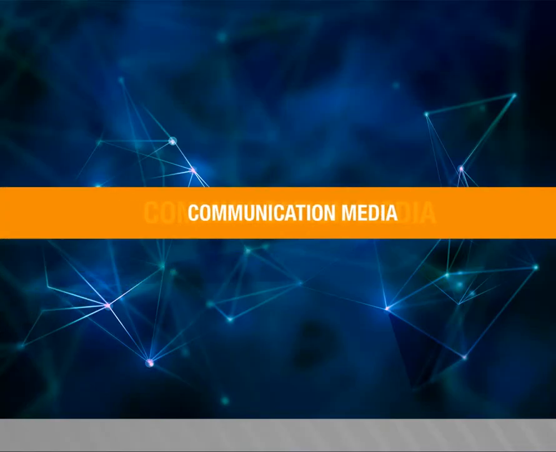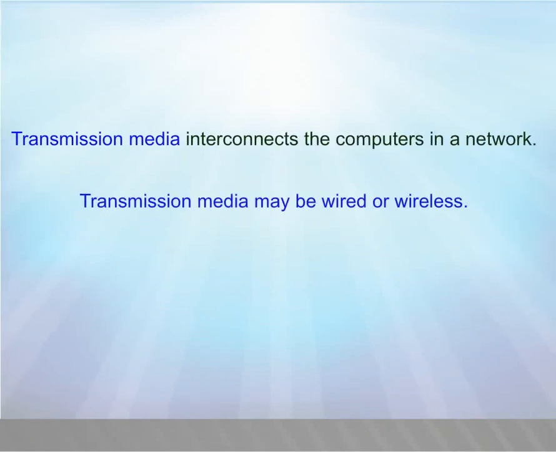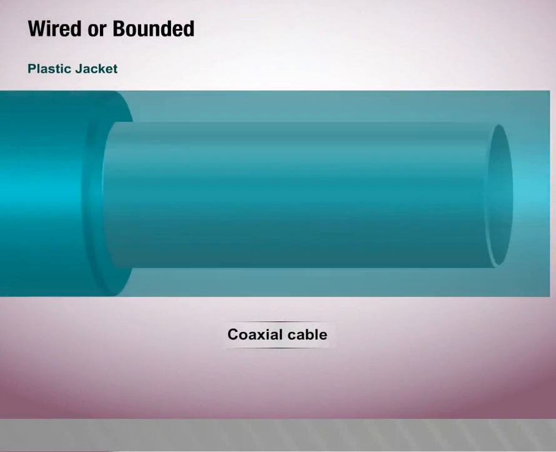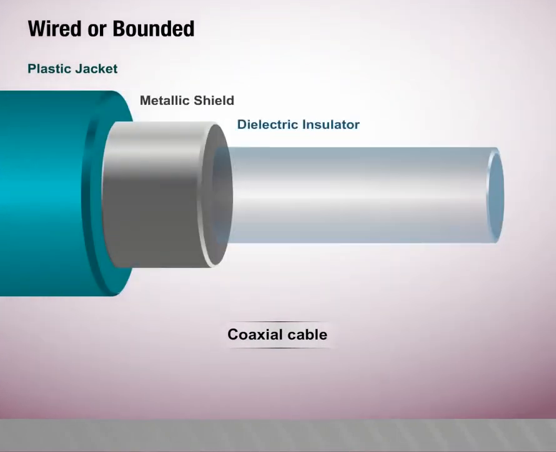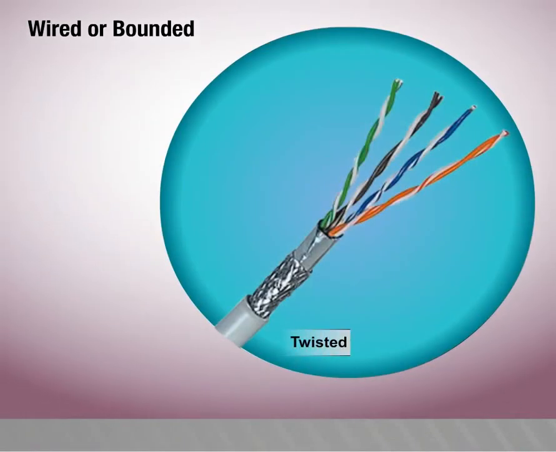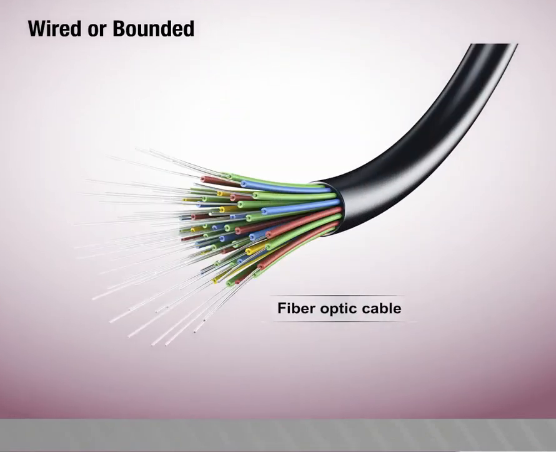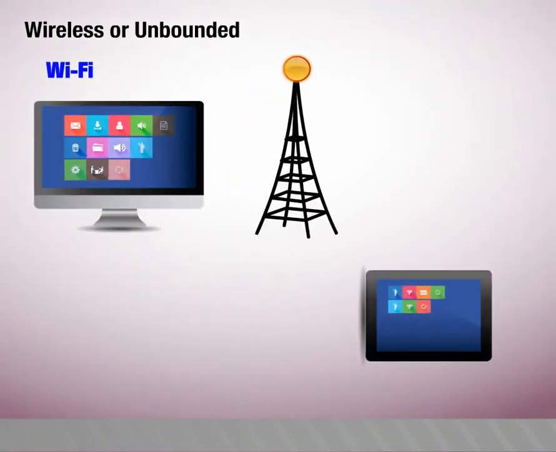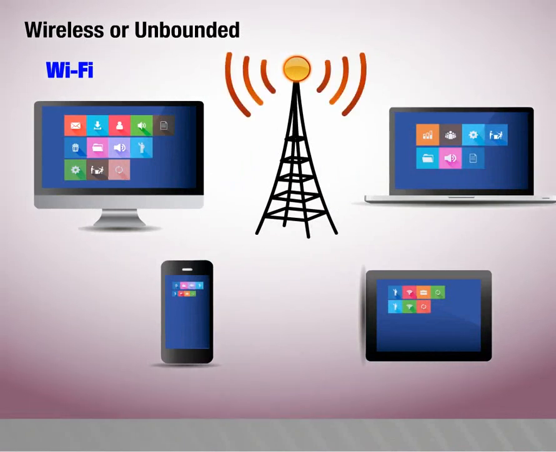Communication media. In this video, we are going to learn about communication media. Transmission media interconnects the computers in a network. Transmission media may be wired or wireless. Wired or bounded: coaxial cable, twisted pair wire, fiber optic cable. Wireless or unbounded: Wi-Fi, Bluetooth.